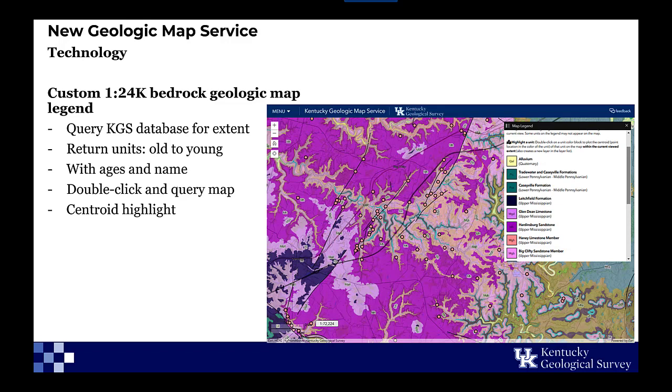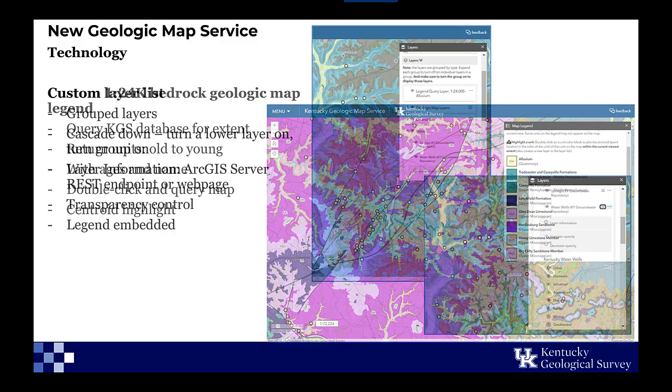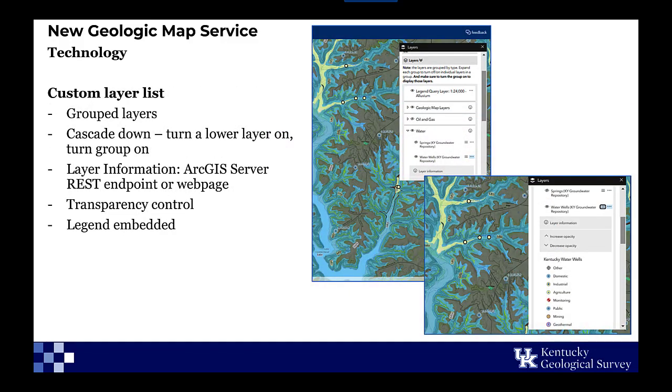We also have a feature in here where you can double click on a map color and it'll actually query the map and display the centroid of those units, just to give you a visual cue of where those are located, especially for smaller units, such as the Caseyville formation, where you just double click and it highlights them. The advantage of using this new JavaScript API was it has a lot of great widgets that we used to develop this, and one of them is the layer list.